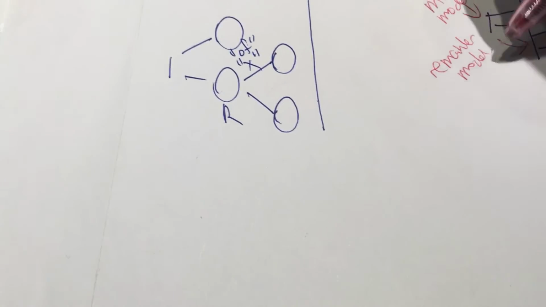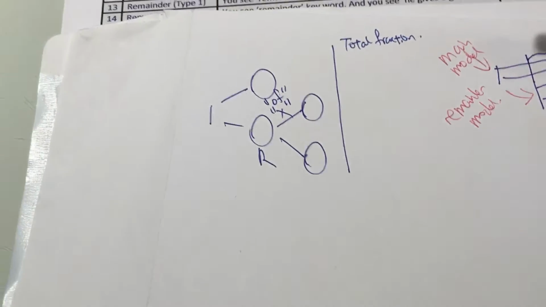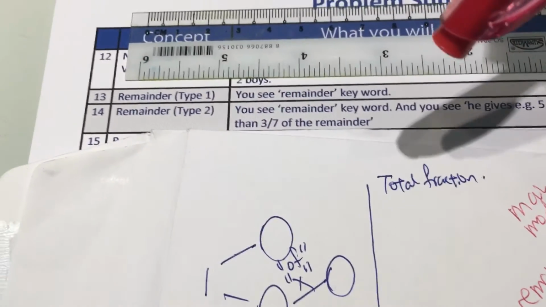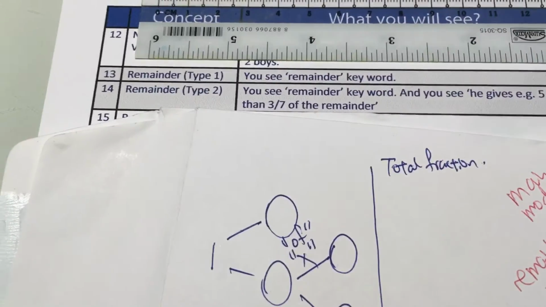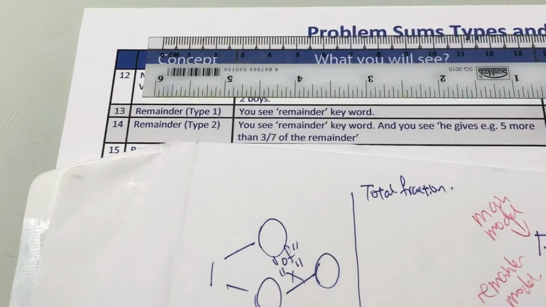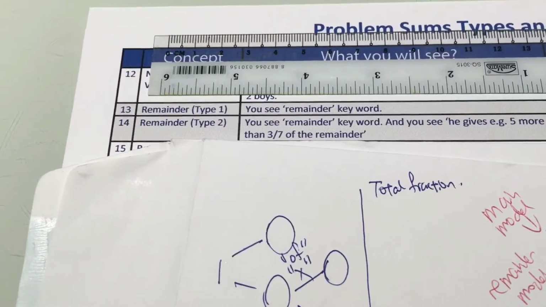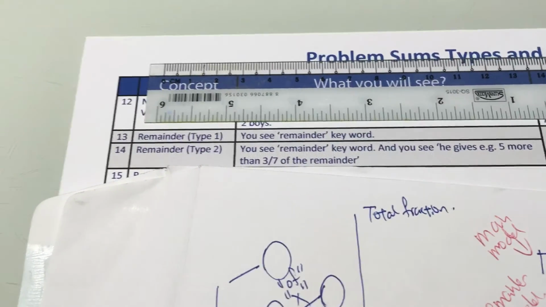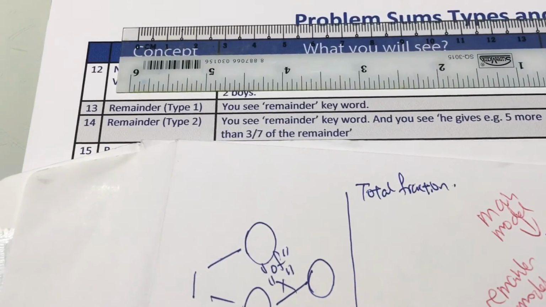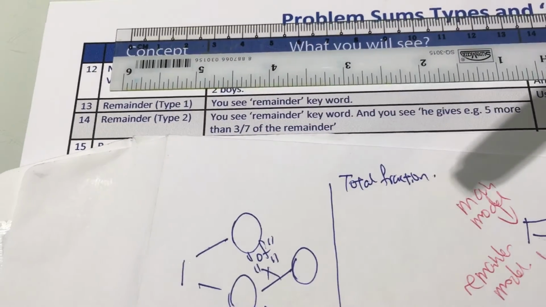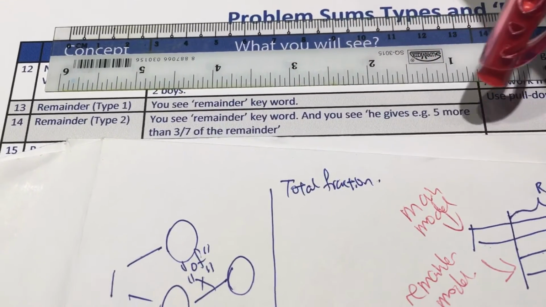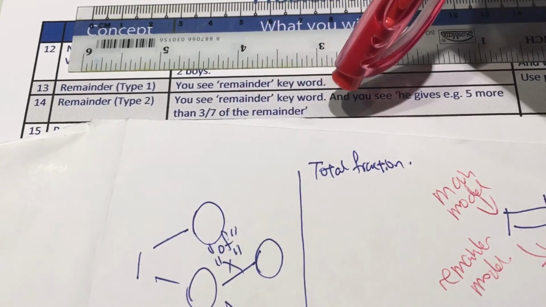Let me just quickly share with you that there are two types of remainder concept questions. One is, as you can see, type 1. You can just simply see remainder and that's it. It's pretty straightforward. For example, John takes 3/7 of the marbles and gives to Peter, and he gives 2/5 of the remainder. This is under type 1. Then for type 2, you'll see remainder plus he gives 5 more than 3/7 of the remainder.